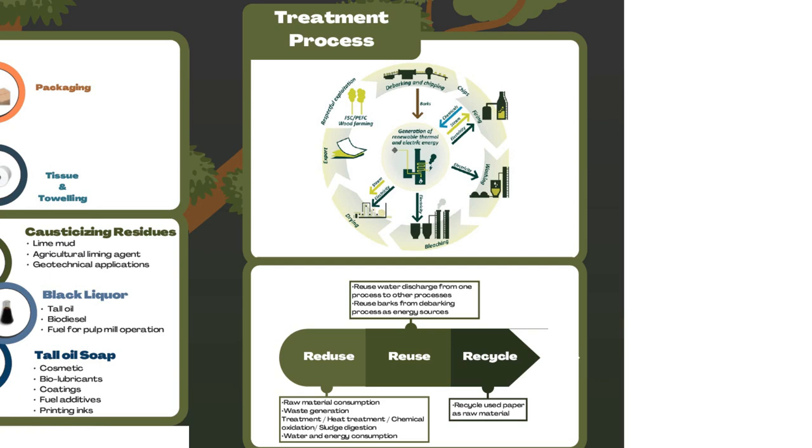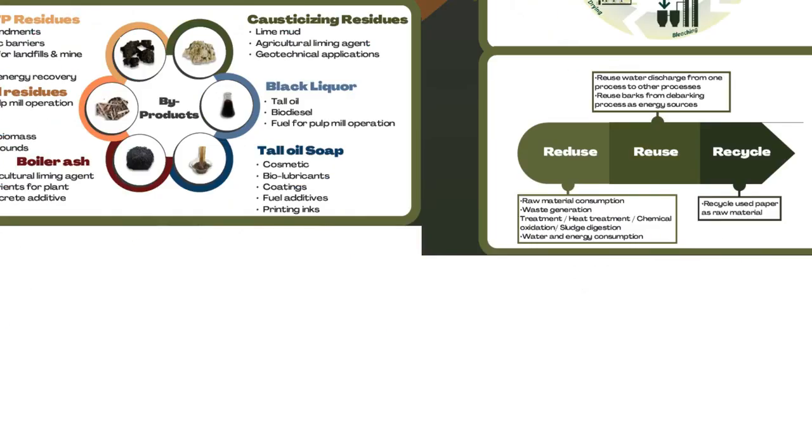Move on to the second R, reuse. Reuse water discharged from one process in other processes and reuse bulks from the debarking process as energy resources. These two practices can help to reduce water and energy consumption. For the last R, recycle. Recycling used paper as raw material can lead to reduced raw material consumption as well.